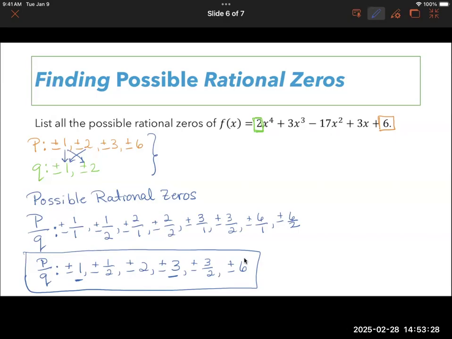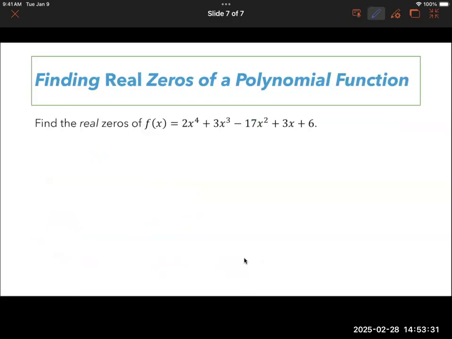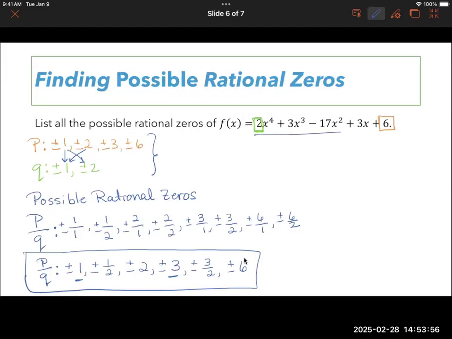Okay, so let's put all of this together. Let's actually find the real zeros. So what I mean by that is we're only looking for real number zeros. We're not looking at anything imaginary for right now. We're going to find the real zeros for f of x equals 2x to the 4th plus 3x cubed minus 17x squared plus 3x plus 6. Now notice that is the same function that we just had in this previous example. So we've already done the first part, which is to come up with this list of possible rational zeros.